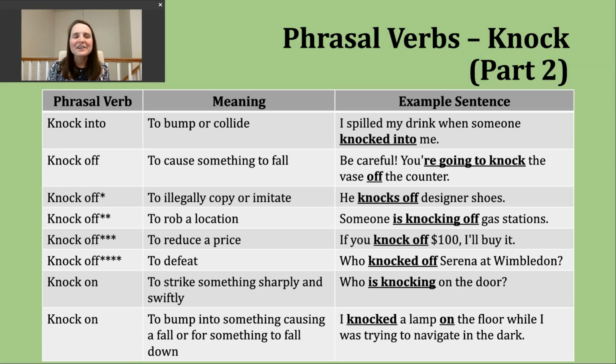Another phrasal verb you'll hear is knock off. This phrasal verb gets used in a number of different ways. We're going to discuss 5 different ways. The first is meaning that we are causing something to fall. An example of this: be careful, you're going to knock the vase off the counter. Okay. Here's another simple future using be going to. We're telling someone their actions are going to lead to this particular consequence.